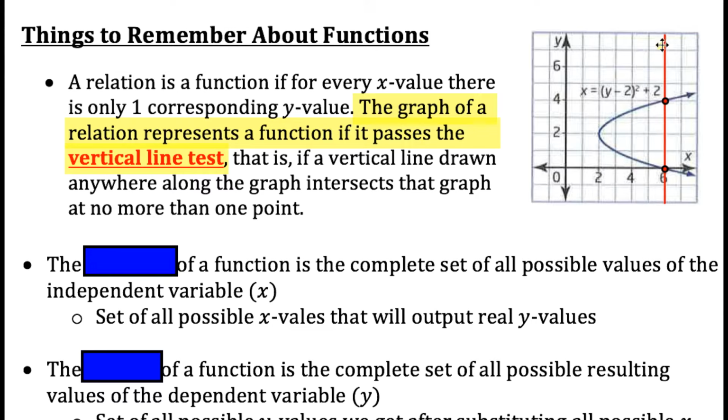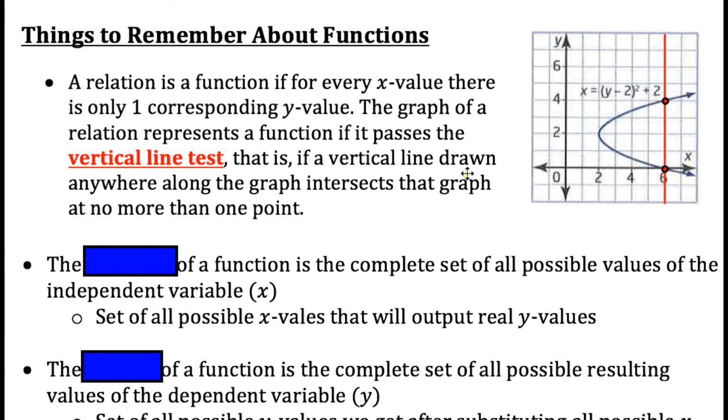And on the right here, I have an example of something that fails the vertical line test. It fails the vertical line test because this vertical line drawn here in red goes through this relationship at 2 points. That means for the x value of 6, there are two different y values you could get. You could get a y value of 0 here or a y value of 4 there. So that single x value of 6 outputs two different y values. So that means it is not a function. This relation here, not a function.